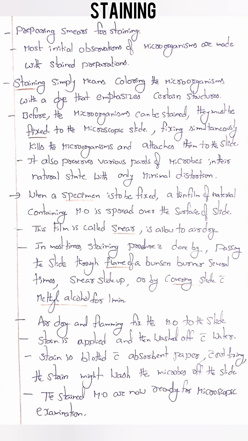In most cases, fixing is done by passing the slide through the flame of a Bunsen burner several times, smear side up, or by covering the slide with methyl alcohol for 1 minute. Air drying and flaming fixes the microorganisms to the slide. Then the stain is applied and washed off with water. The slide is blotted with absorbent paper. Without fixing, the stain might wash the microbes off the slide. So the stained microorganisms are now ready for microscopic examination. This is how we prepare the smear and stain the smear.